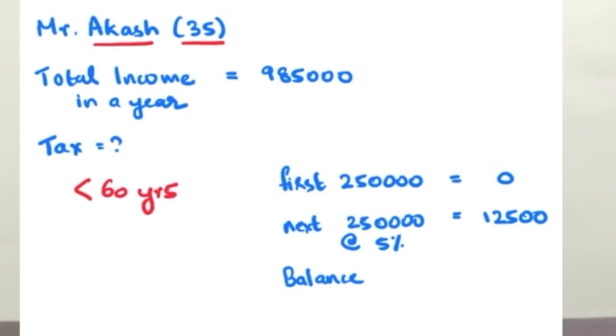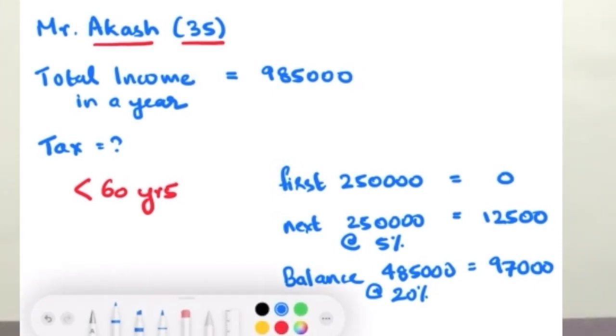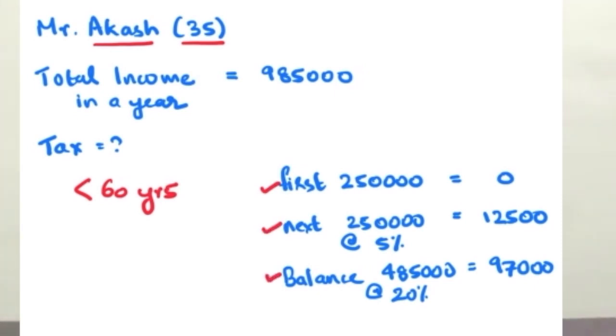And on his remaining 4 lakh 85,000 rupees worth of total income, he needs to pay tax at 20%, which comes to 97,000 rupees, because his third income tax slab is 5 lakhs to 10 lakhs. So therefore, your income must move through each slab, and you must use the rates applicable on each slab to calculate your total income tax. In this case, for Mr. Akash, the tax to be paid in the first slab is 0. The tax to be paid for the second slab is 12,500. The tax to be paid for the third slab is 97,000 rupees.